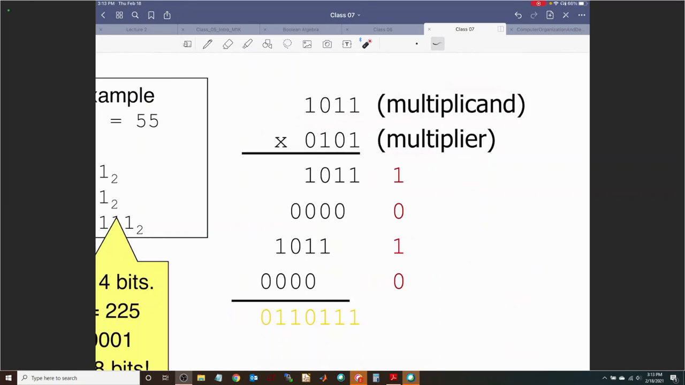So what do you do? You start off with the least significant bit of the multiplier. Let me highlight that in blue. The moment you see that it is a 1, you don't need to actually carry out the multiplication. You can simply take the multiplicand and put it underneath. Don't need to change it. Just copy it over.